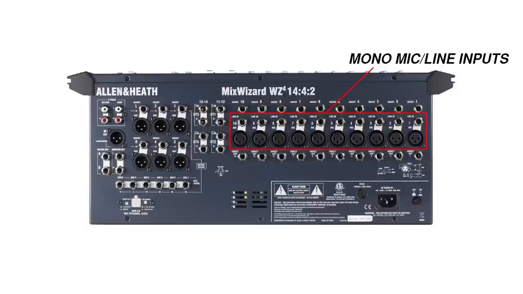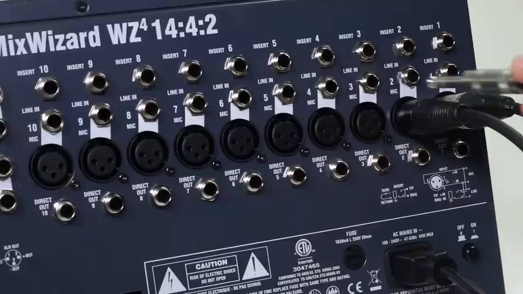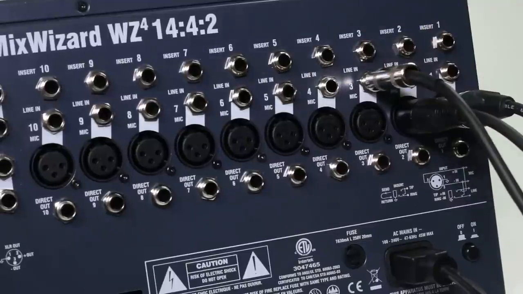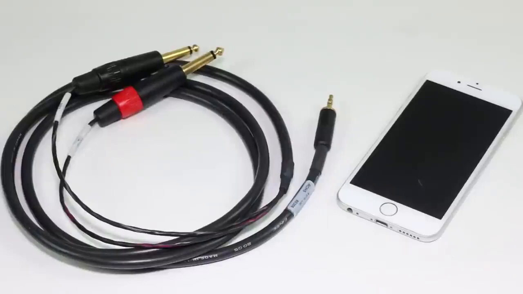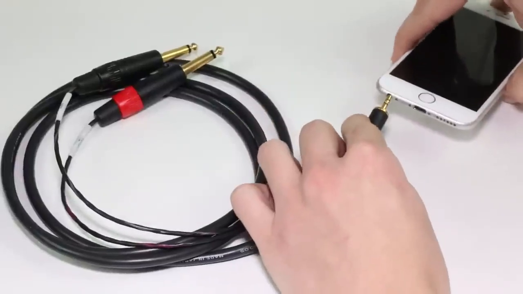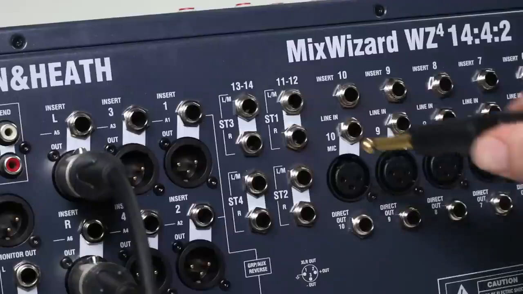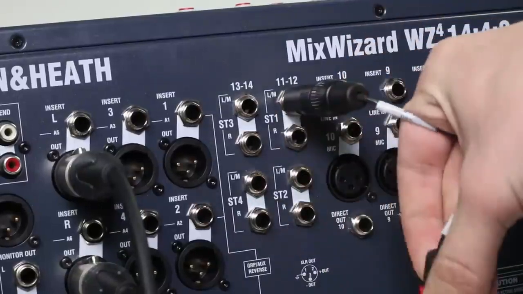I could also connect a line level device such as a drum sequencer into one of these channels using a 1/4-inch TRS or TS cable. If you want to apply the same processing to a pair of signals such as a left and right channel of background music, you can use one of the 4 stereo line inputs found on this mixer. I'll connect my smartphone to one of these stereo channels with a 3.5mm to dual 1/4-inch TS adapter.